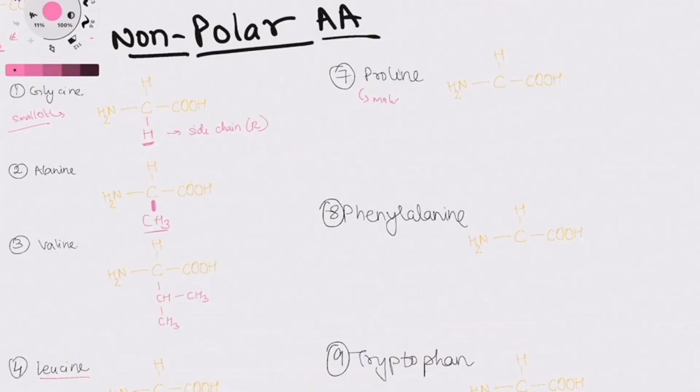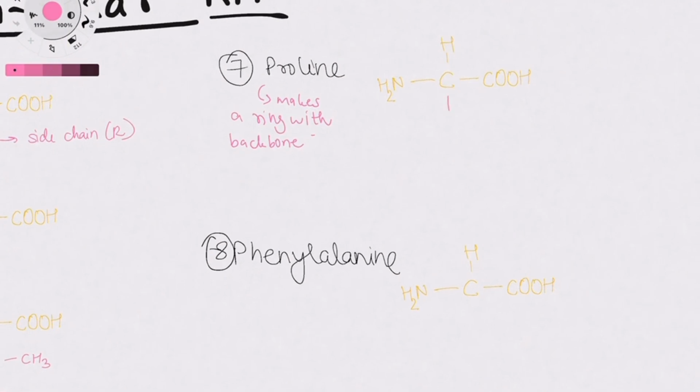Next we have proline, which makes a ring structure with its backbone. And here I'll show you how it makes that ring structure. So basically, the side chain would connect the alpha carbon of the backbone with the amino group using 3 carbons.